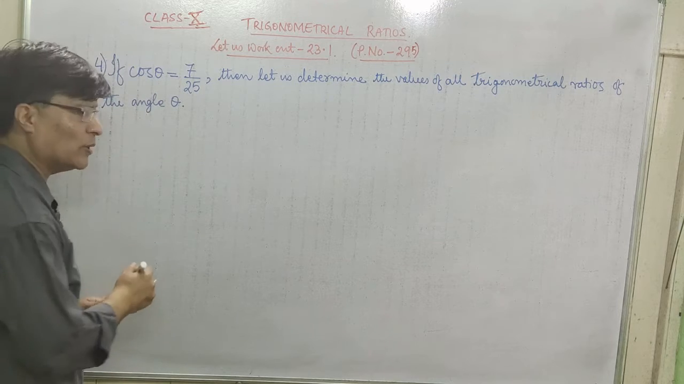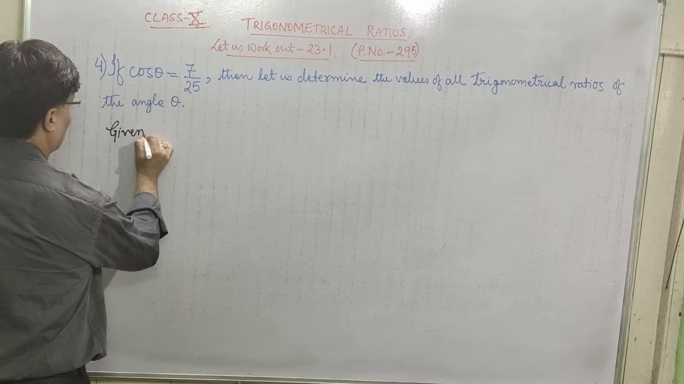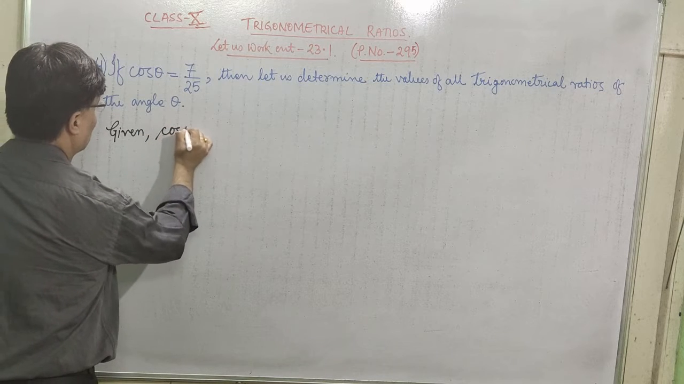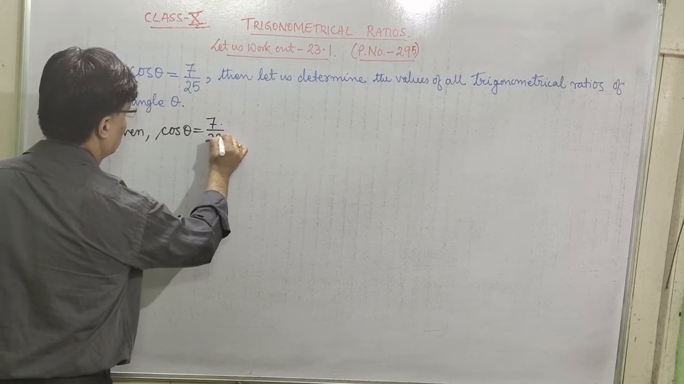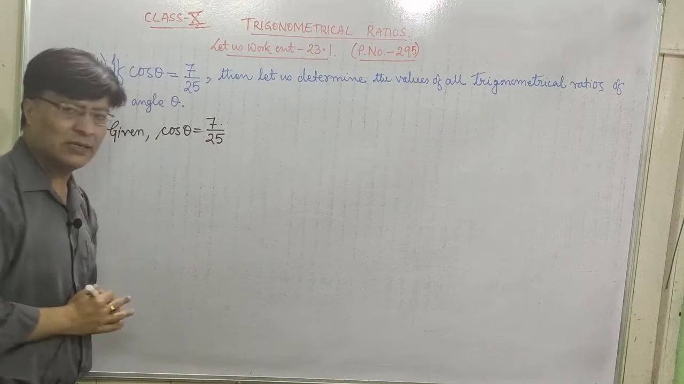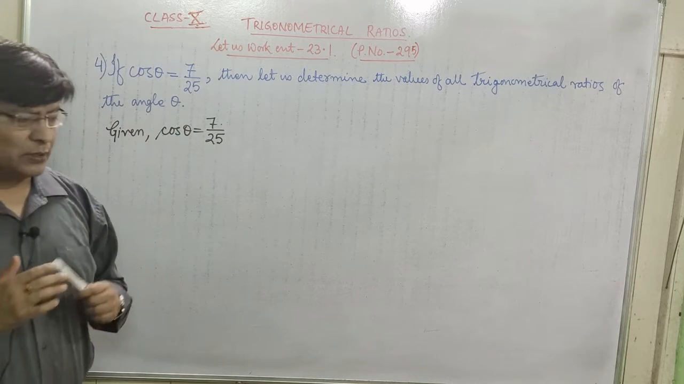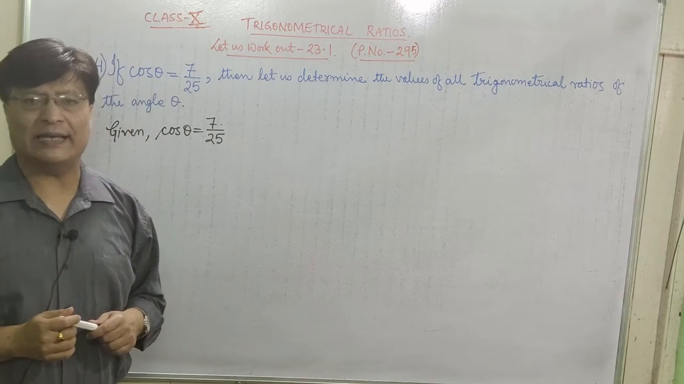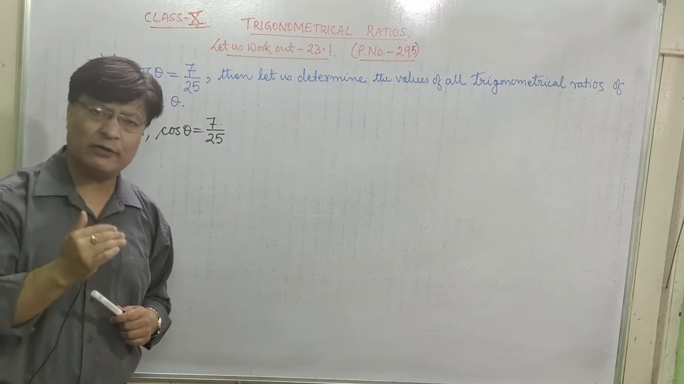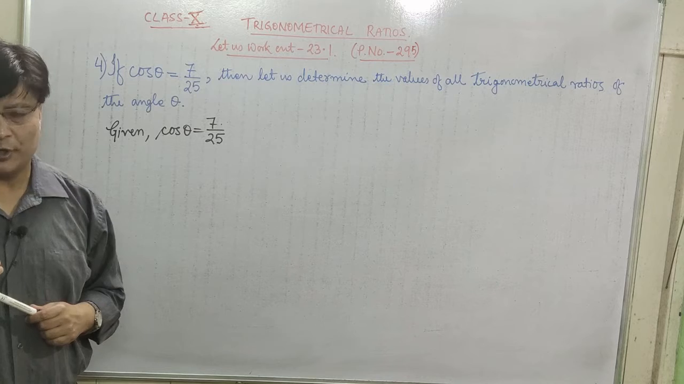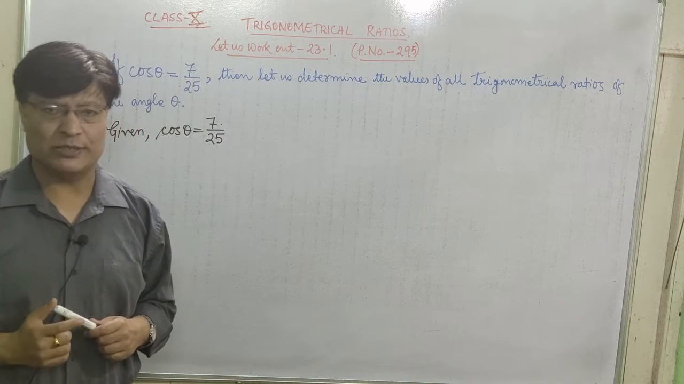Okay. So here what is given? Here given is cos theta is equal to 7 upon 25. Right? So given is cos theta is equal to 7 upon 25. So in the last online class, we did the formula of cos theta in terms of perpendicular, base and hypotenuse. So what is the formula for cos theta? It is base upon hypotenuse, isn't it?